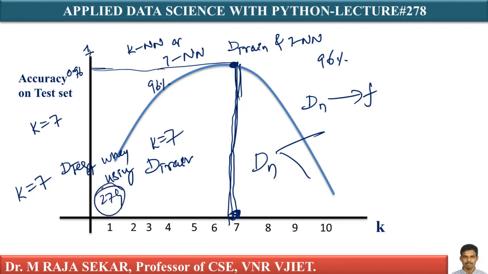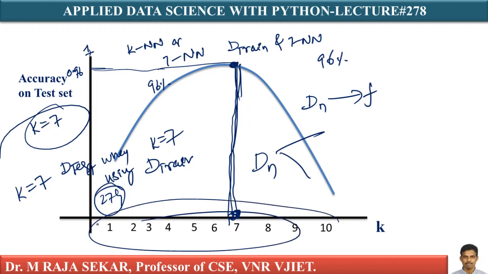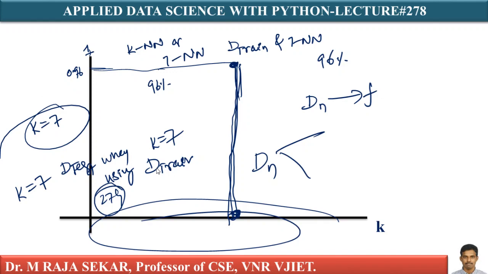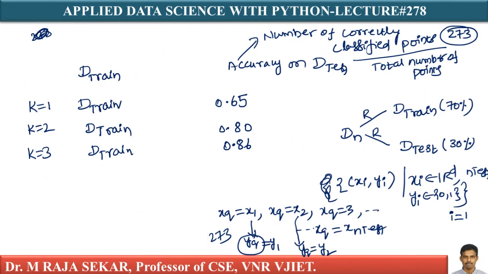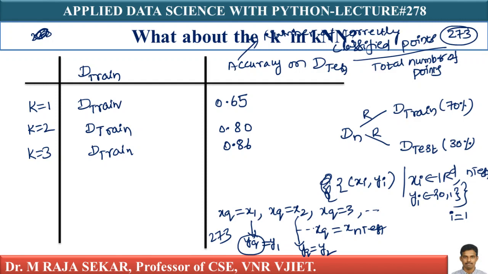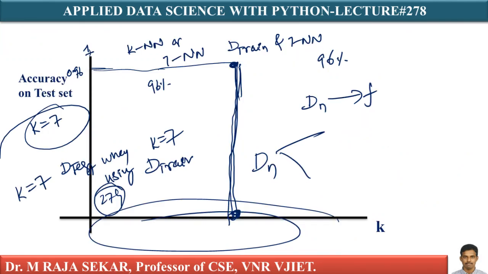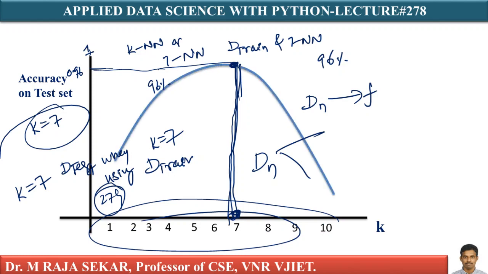For the time being, just understand how I determined k. Just go back and see my previous slide. For k equal to 1, k equal to 2, k equal to 3, I am considering D train and calculating accuracy on D test, and I am plotting all these on a graph. Once I plot this graph, I find the highest accuracy, 0.96, out of a maximum of 1. The corresponding k value I am identifying. This is the optimal k, the better k, the suitable k.